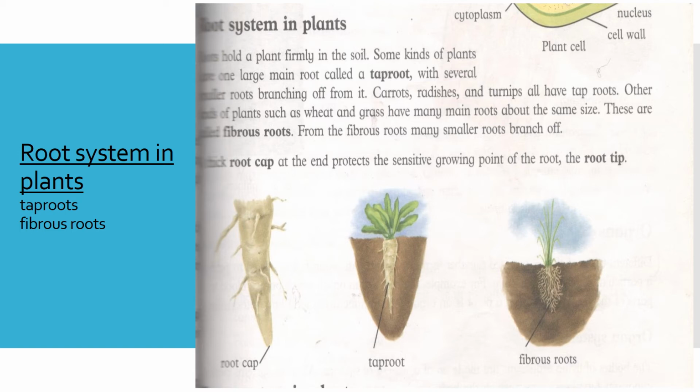Next, we will discuss the root system in plants. Roots are the basic parts of the plant which hold the plant firmly in the soil. There are different types of roots: taproots and fibrous roots. As in the diagram of the radish, the root is known as a taproot, meaning the plant has one large main root. While in the grass diagram, you observe many small, same-sized roots developing from a single root, which is known as a fibrous root.